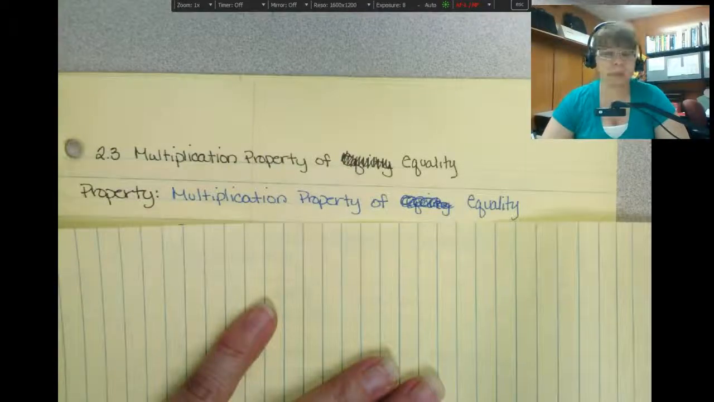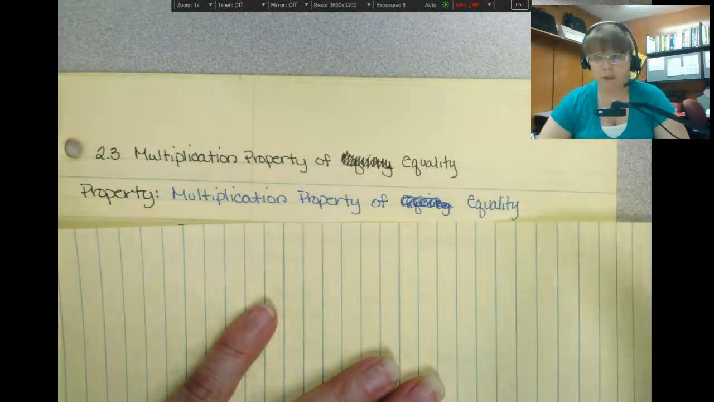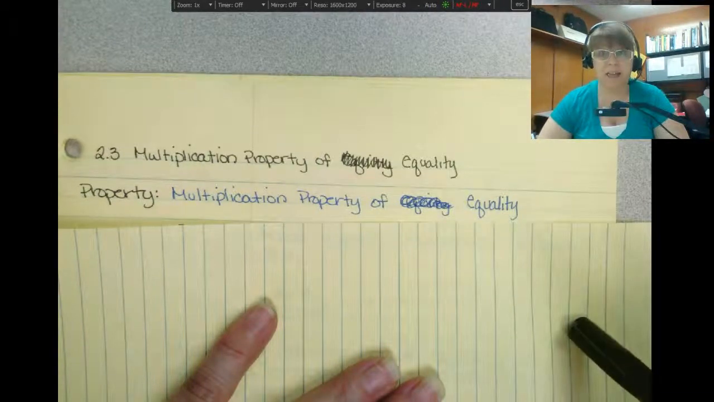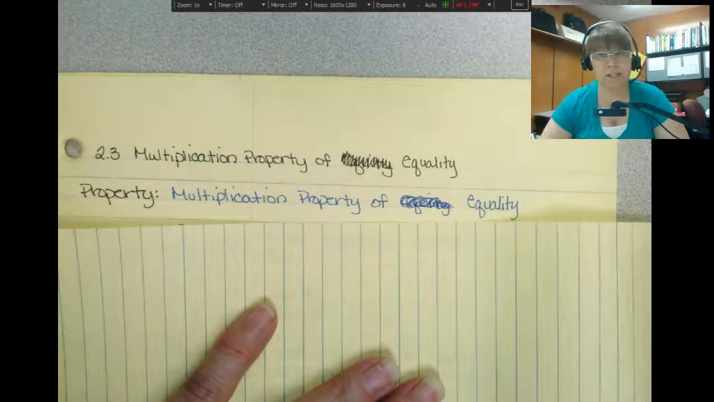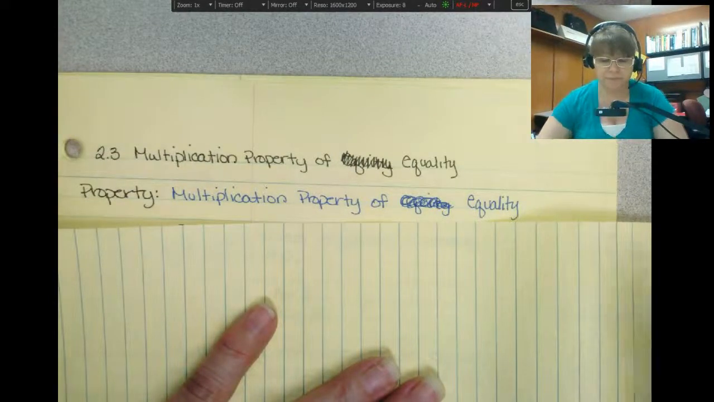Welcome to Lecture 2.3, Multiplication Property of Equality. So our multiplication property of equality, in short, means what I multiply to one side of an equation, as long as I multiply the other side by that same value, I will not change the solution set.